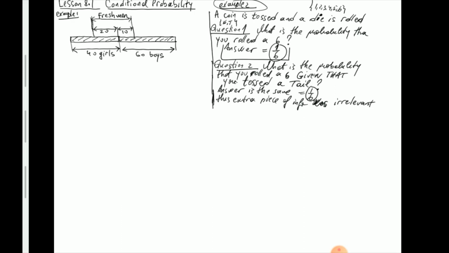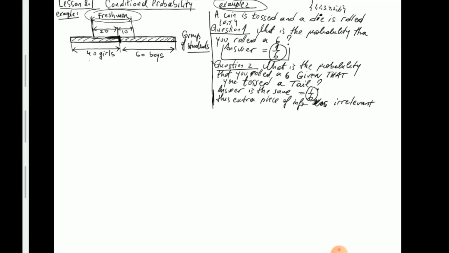So this elongated rectangle here, let's suppose it denotes a group of students, 100 students to be more precise, at a certain university. And then let's say we have the breakdown by sex. We have 40 girls and 60 boys. Of these 40 girls, suppose 20 of them are freshmen, and of these 60 boys, 10 of them are freshmen. So I hope the picture is pretty clear here.